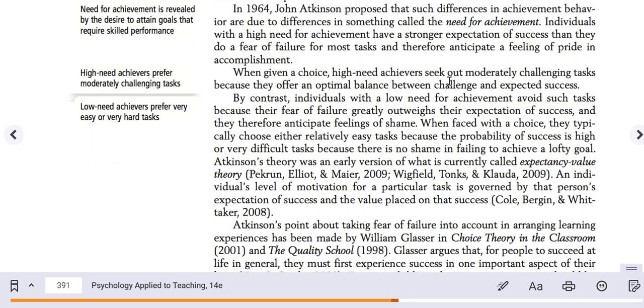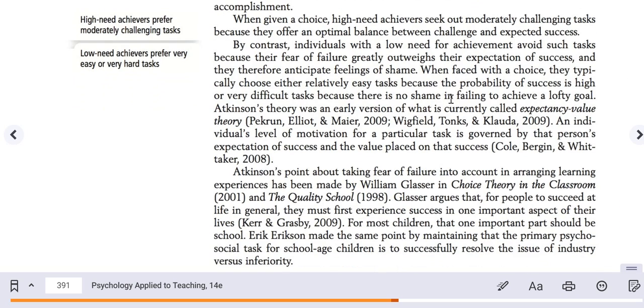Atkinson's theory was an early version of what is currently called expectancy value theory. An individual's level of motivation for a particular task is governed by that person's expectation of success and the value placed on that success. Atkinson's point about taking fear of failure into account in arranging learning experiences has been made by William Glasser in Choice Theory in the Classroom and the Quality School.